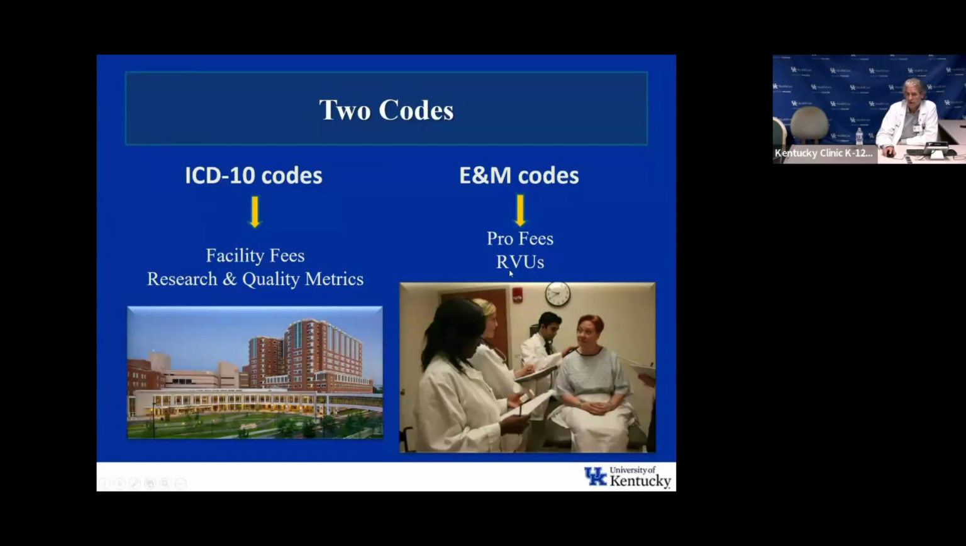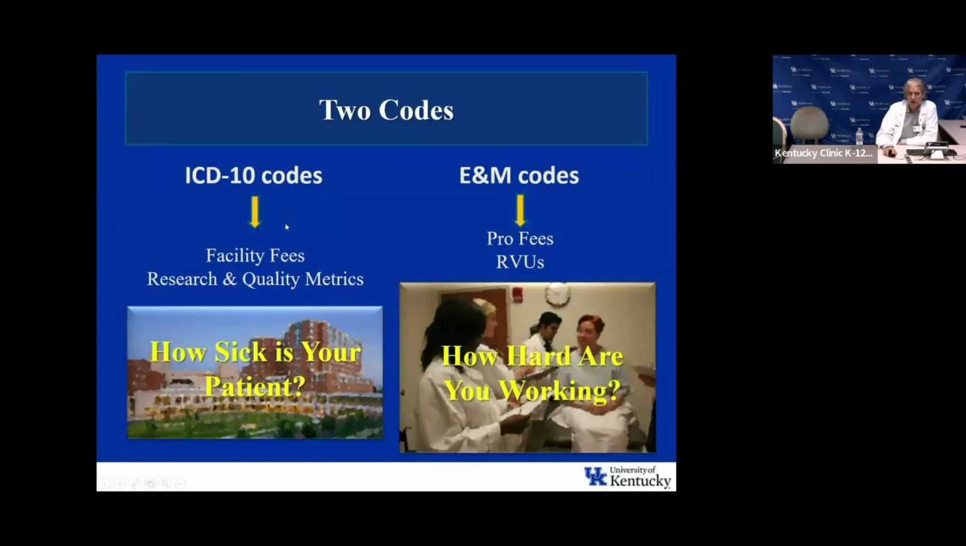RVUs around here, work units. I'm not sure exactly what that is. I don't deal with this part at all on the right. So we're talking completely about the ICD-10 codes. And that's what creates our research and quality metrics. This set of codes describes how sick your patient is. These describe how hard you're working.